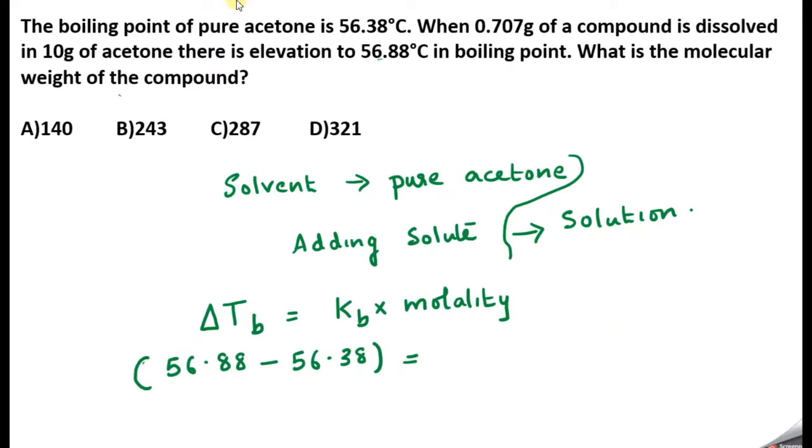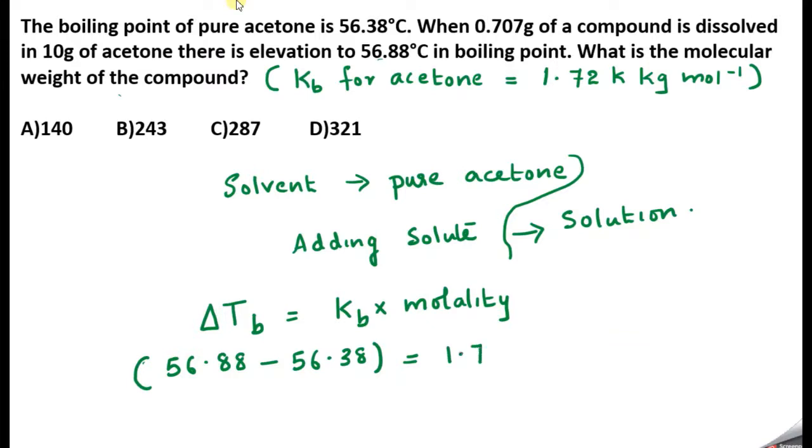And what is the Kb value given? Here, the Kb of acetone should be given in the question. So please mention here Kb for acetone is given as 1.72 Kelvin kilogram per mole, mole raised to minus 1. So we'll take that value, 1.72, multiplied by molality.